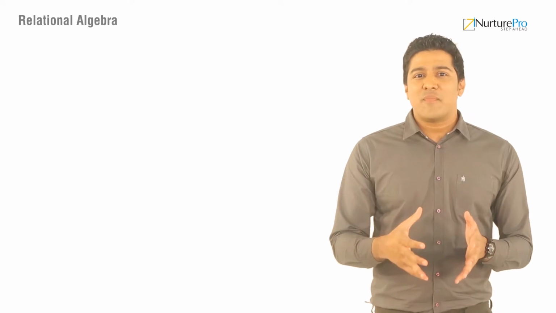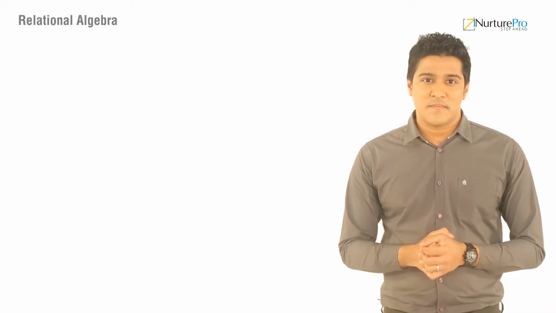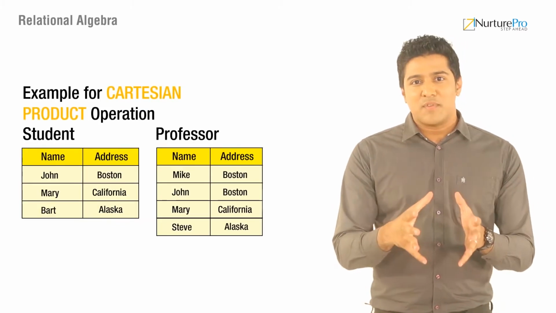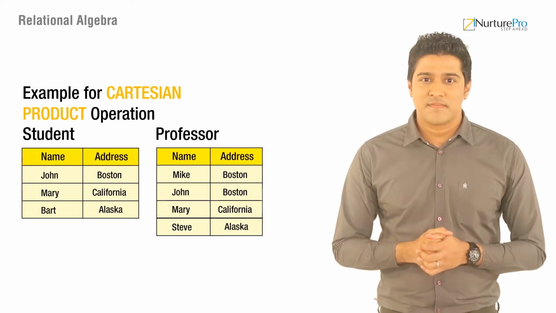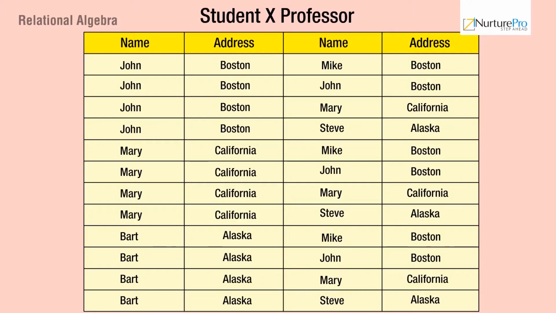Now let us take an example for a Cartesian product operation. Take a look at the tables that are shown on screen. By applying the Boolean expression shown on screen, it produces the Cartesian product of the student and professor table.